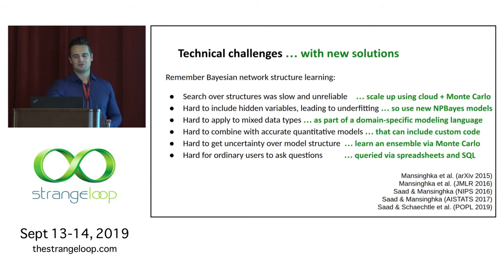But we have new solutions to this problem. So instead of doing the old structure search, we use modern Monte Carlo inference on the cloud to get to solutions in reasonable time. We have a non-parametric Bayesian prior and models that allow us to include hidden variables, models that we have researched for years. The mixed data types are expressed using our own domain-specific language that is part of InferenceQL. And we can include custom code, and I will live demo that later on.